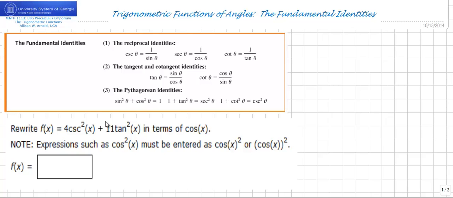Here's another example of how we can use the identities to solve problems involving the trigonometric functions. This question says rewrite f of x equals 4 cosecant squared of x plus 11 tangent squared of x in terms of cosine of x. And then you have a note that says expressions such as cosine squared of x must be entered in certain ways dictated by WebAssign. So you'll want to pay attention to that for WebAssign.